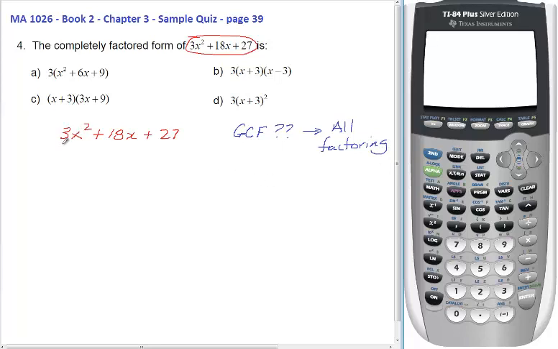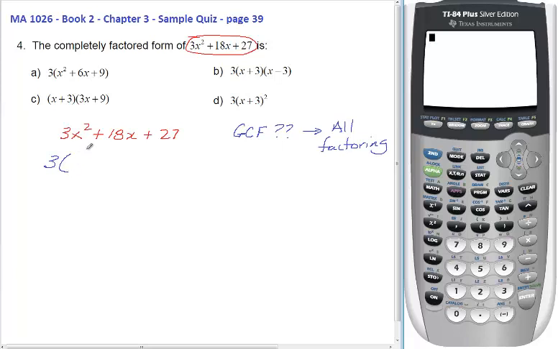Now have a look at each term. If we look at the numbers, I've got 3, 18, and 27. Is there a number that can divide into all 3 evenly? And if so, what's the greatest common factor that can divide? Very quickly you can come up with the number 3. 3 goes into 18, 3 goes also into 27. Now check the variables. I have an x squared, I have an x, but there's no x term in the last one, so no variable common. Therefore the only common factor here is 3.